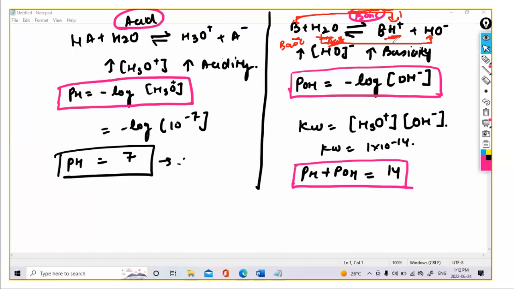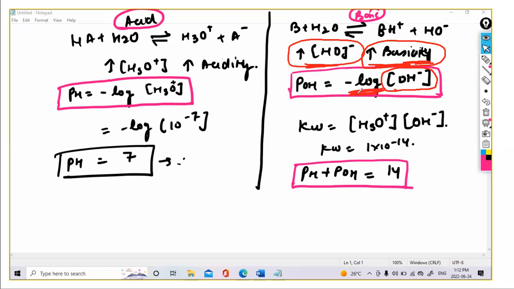This base will give you conjugate acid and this acid will give you conjugate base, right? Now what next we want to see here, similarly, if OH negative concentration is more, then basicity will be more, and that solution will be addressed as basic in nature. And if you want to calculate the concentration of OH negative ions and you put negative log in front, you should be able to get the pOH of the solution, right?